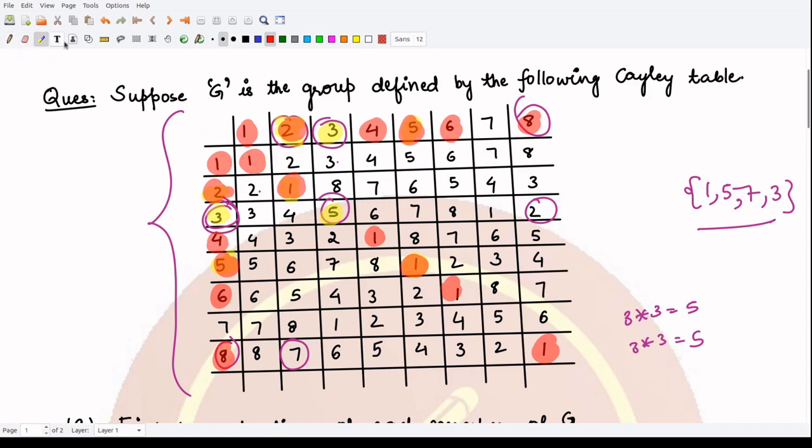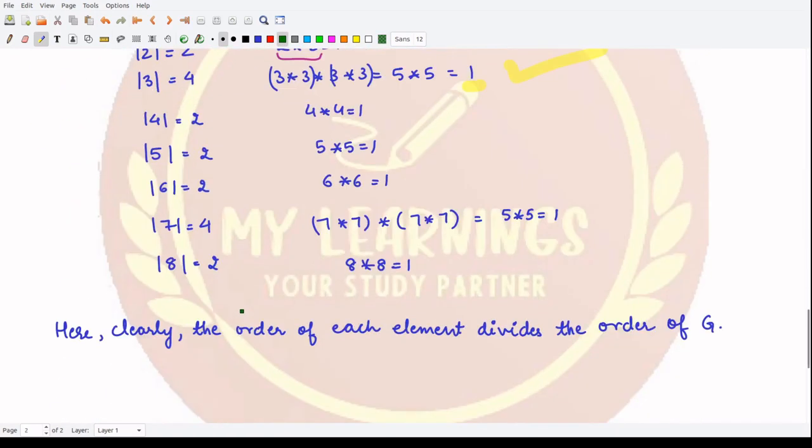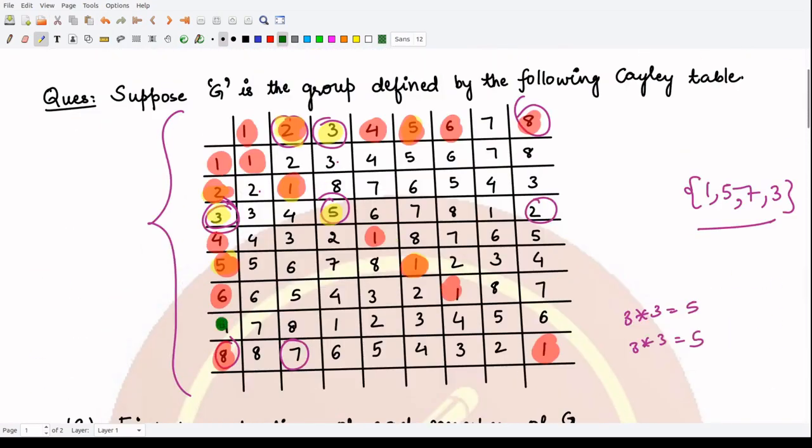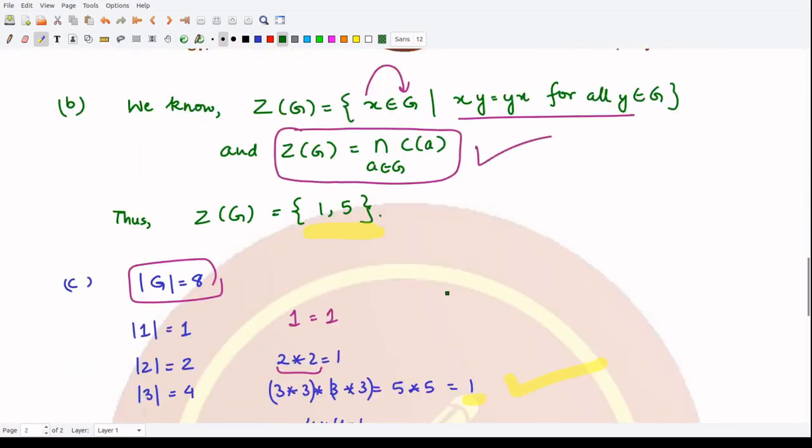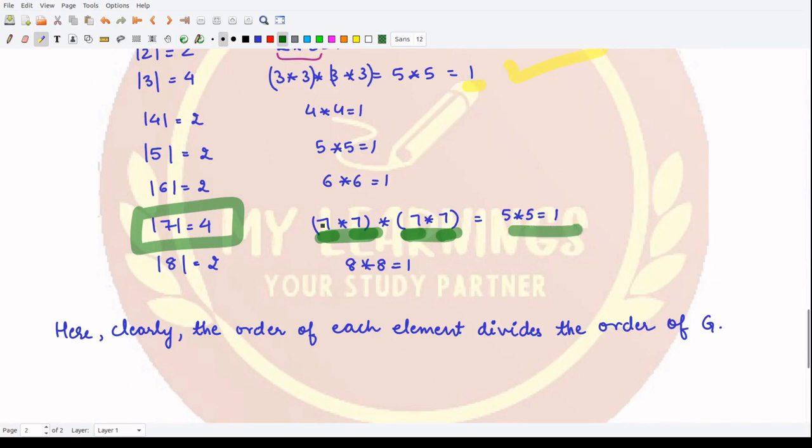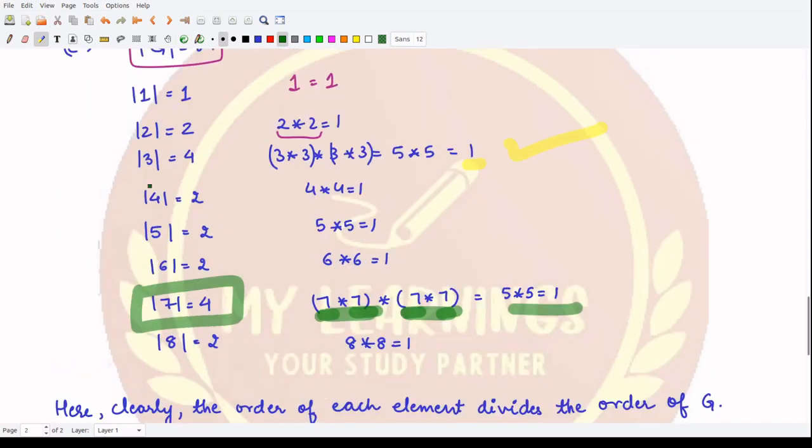What about the last element, which is our element 7? You see we have its order as equal to 4. Why? Because when you perform the operation 7 star with 7, star with 7, star with 7, once you perform 7 star 7 and 7 star 7, you get 5. 7 star with 7 is 5, and again 7 star with 7 is 5, and 5 star with 5 is 1. So you obtain 1 when you perform it 4 times, hence the order is 4. Hence you see the order of each element here is either 1, 2 or 4.